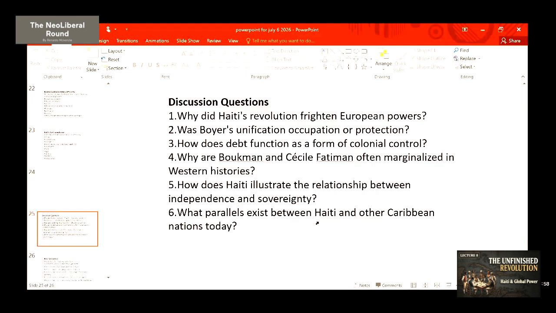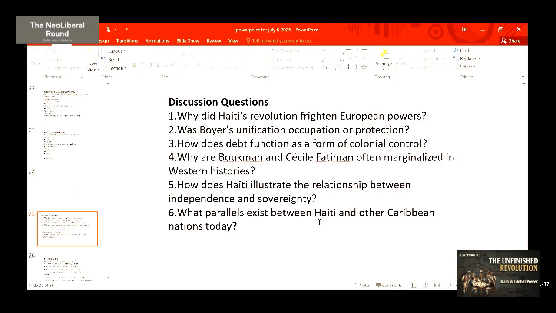Some important discussion questions for this class. Why did the Haitian Revolution frighten European powers? Why? That puts into perspective what Lisa is saying. Why did the Haitian Revolution... Why does Jamaican development... Why is that?